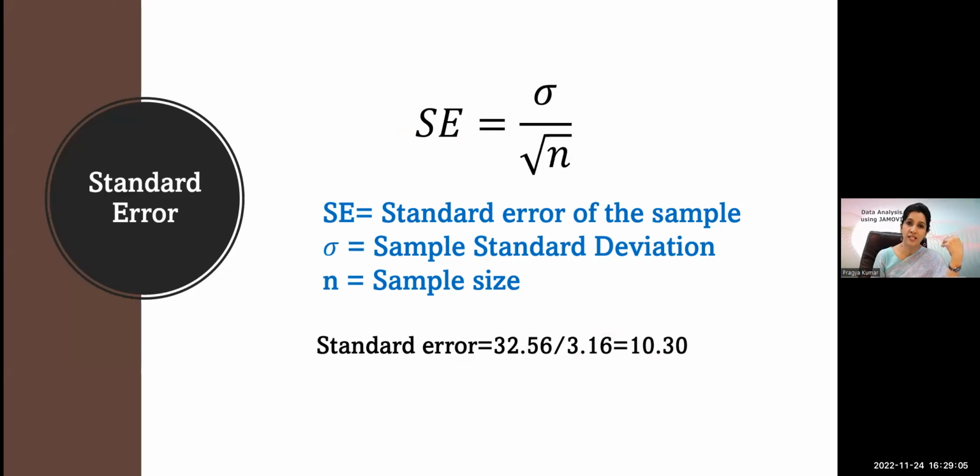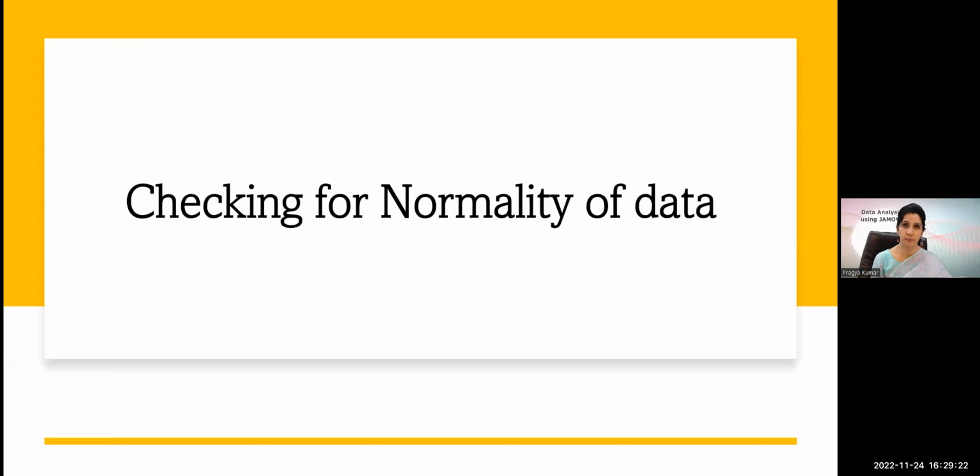How do we calculate standard error? Standard error is sigma by the square root of n, where sigma is the standard deviation. If you divide the standard deviation by the square root of the sample size, it gives the standard error of the sample.